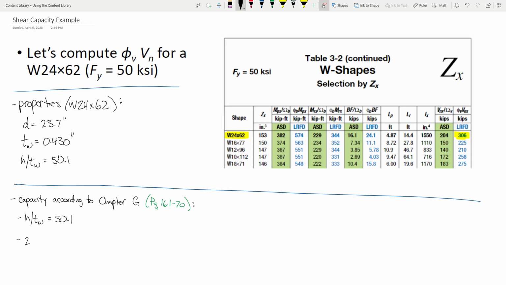What is 2.24 square root of E over Fy? Well, it's 2.24 square root of 29,000 over 50. What is that? I got 53.95. 53.95. Do I have a second on that?